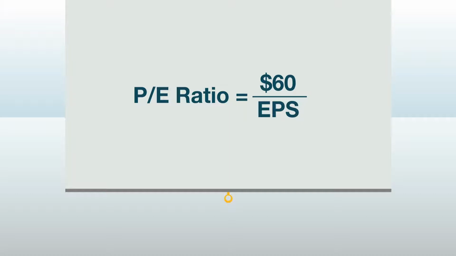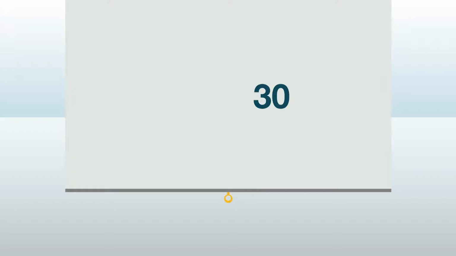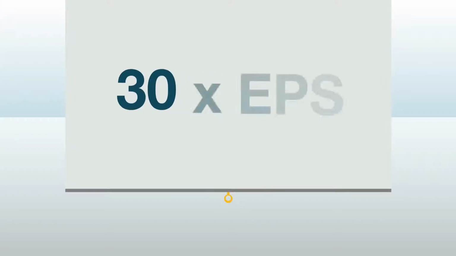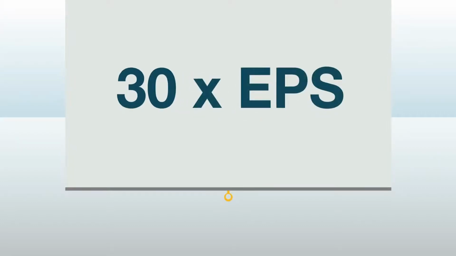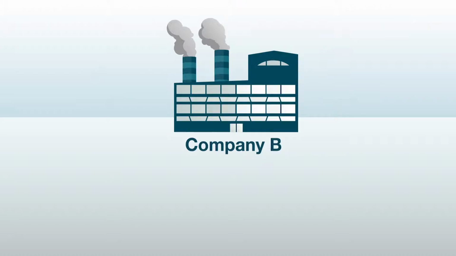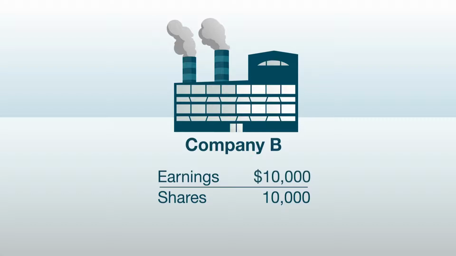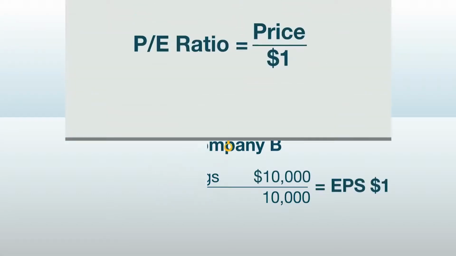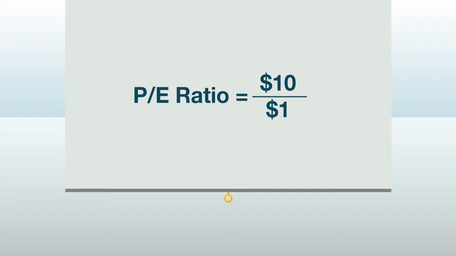Now that we have Company A's EPS, we can calculate the PE ratio. At a price of $60 per share and an EPS of $2, Company A's PE ratio is 30. This means its stock is trading at 30 times its earnings per share. Let's calculate Company B's PE ratio. It has 10,000 outstanding shares and $10,000 in earnings, resulting in an EPS of $1. The stock is at $10 per share, which means Company B is trading at 10 times its earnings or has a PE ratio of 10.